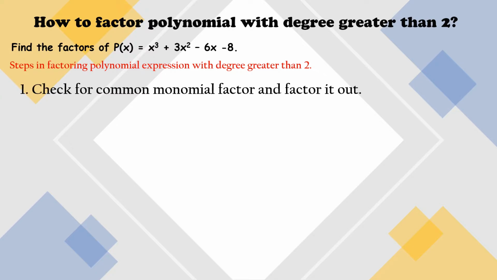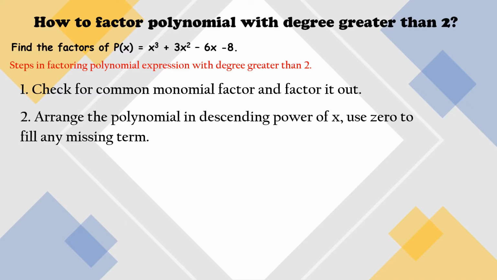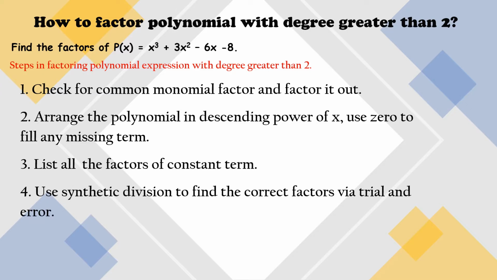Step 1 is to check for the common monomial factor and factor it out. Step 2 is to arrange the polynomial in descending power of x and use 0 to fill any missing term. Step 3 is to list all the factors of the constant term. Step 4 is to use synthetic division to find the correct factors via trial and error. Then step 5, write the polynomial in factored form.